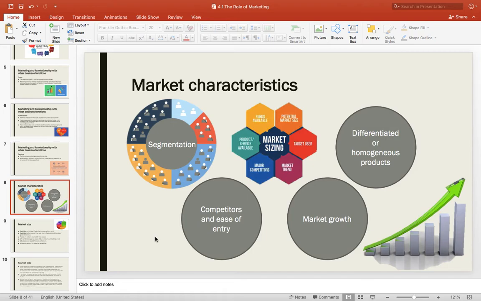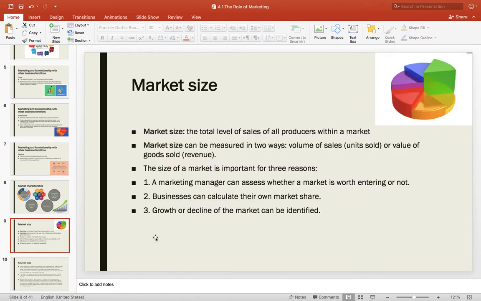I'm talking about the characteristics of how a market is seen. Actually, let's do it this way. Let's take it one by one to help us understand in a better way. Let's start with market size. Market size here is defined as the total level of sales of all producers within a market.